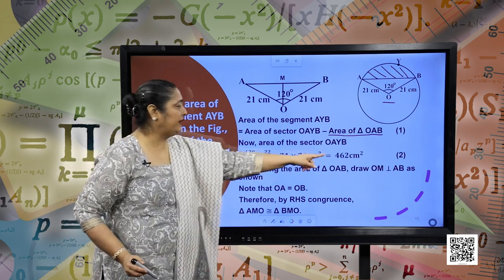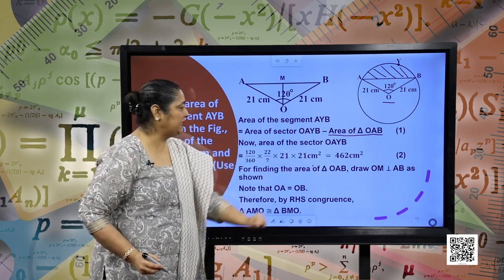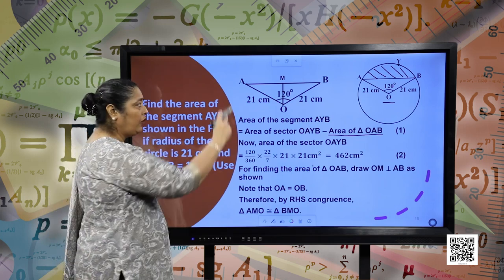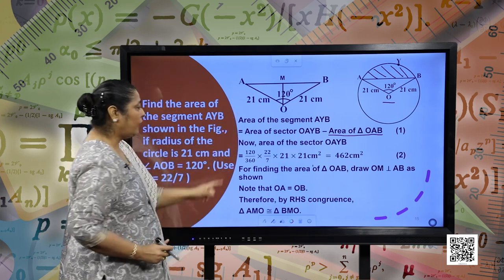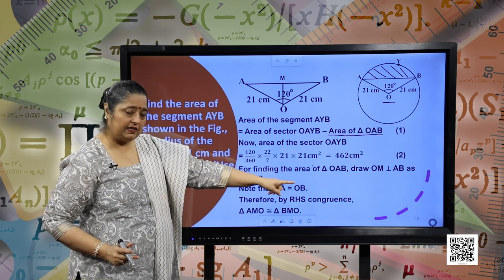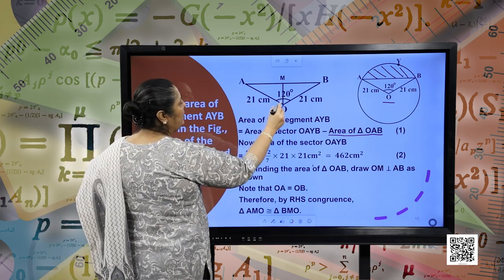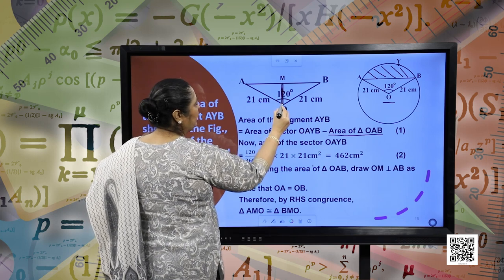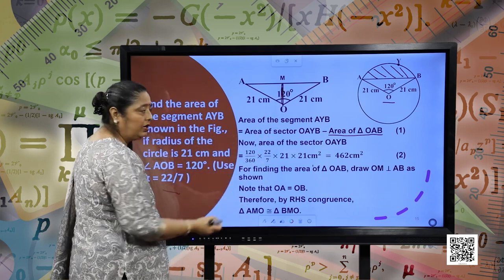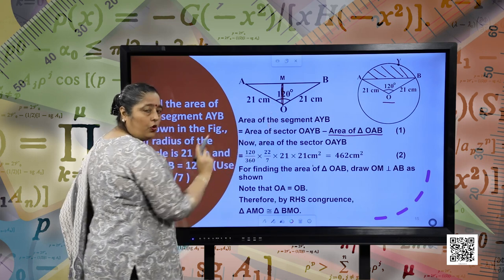Substituting and calculating, we have 462 centimeter square. This is the area of the complete sector. Now, for finding the area of the triangle, that is triangle OAB, what we need is we draw a perpendicular OM. This is a perpendicular OM on AB from O.